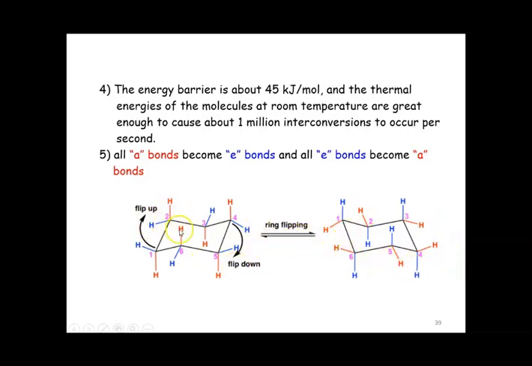Here we can see the axial bond is pointing up, and when the ring flips, what will happen? Here we can see the equatorial hydrogen, which was shown like this, is supposed to move up. Okay, so equatorial bonds become axial, and the axial bonds, which are shown in red color, acquire the equatorial position.